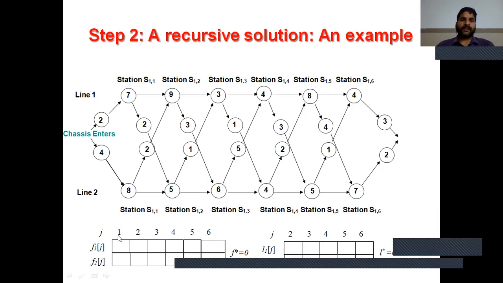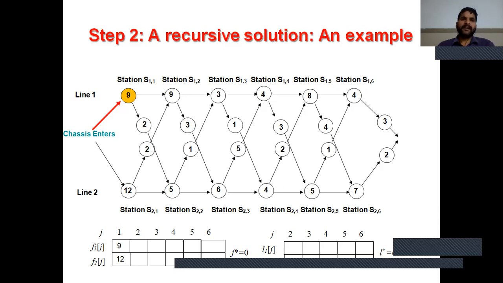Now j is equal to 1. If the value of j equals 1, then we write the values of f1j and f2j. f1j equals 2 plus 7 equals 9, and f2j equals 4 plus 8 equals 12. So we write the values 9 and 12 here. Now we find the smallest value of the function, which is 9. So we choose the path from station S11 to the next station.